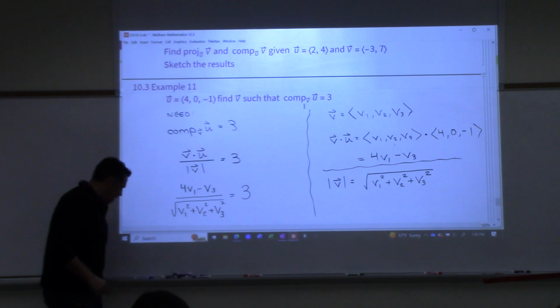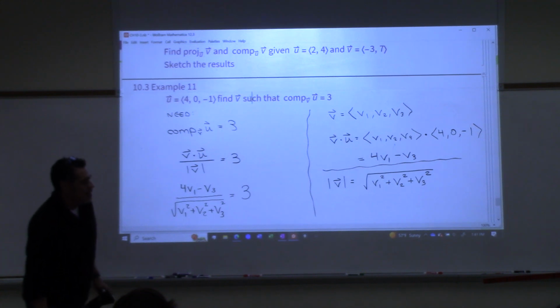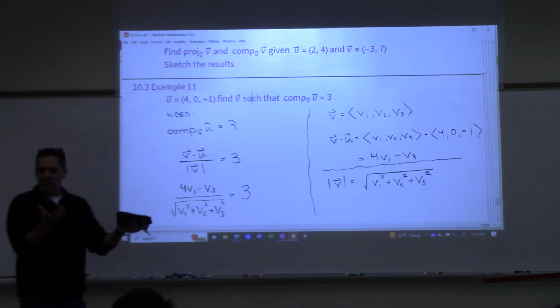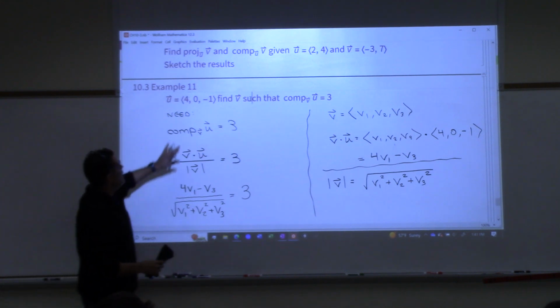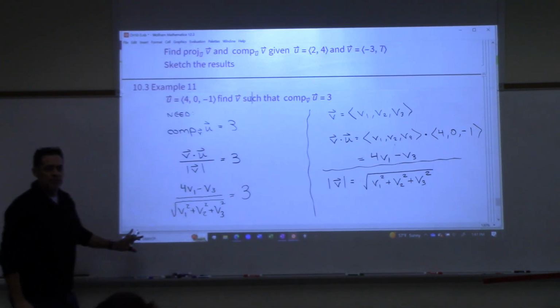So in the instructions, I just said find V, right? I should have put in there find any V, but I didn't want to give away the fact that there's an infinite number of solutions. So I'm going to go back now and kind of edit my question. I want us to find any V that will satisfy this equation.